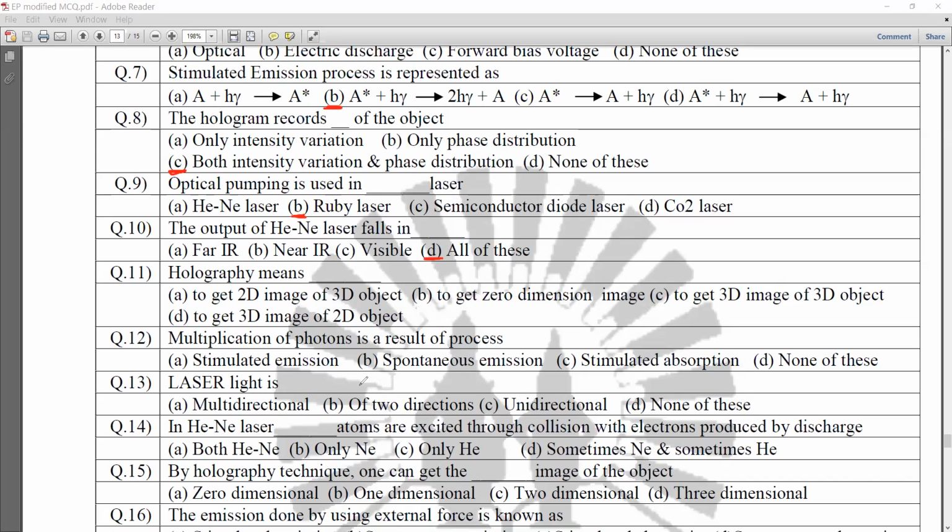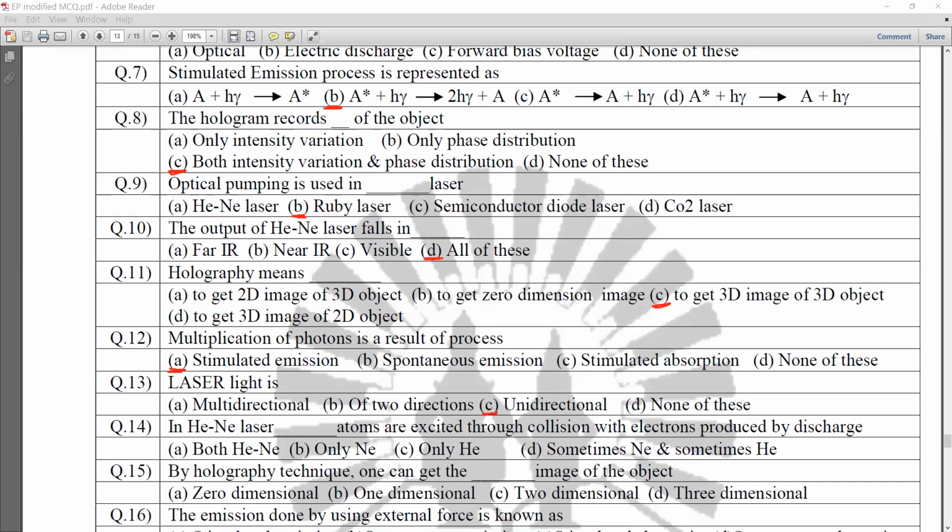What do we get? Which option? Yes, option C. We have a 3D object and we get its 3D image. Multiplication of photons is a result of dash dash process. What gives us the multiplication of photons? Stimulated emission. Laser light is multidirectional, two direction, unidirectional, none of these. Unidirectional. So it is unidirectional.